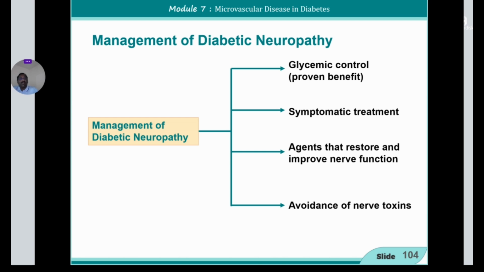So the management of diabetic neuropathies: first and foremost is your glycemic control. It's a proven benefit. Then the symptomatic treatment. Then the agents that restore and improve the nerve function, and avoidance of the neurotoxins. So all the four can be done by you as diabetologists. Control the blood sugars effectively, give the symptomatic treatment, agents that restore and improve nerve function, and avoid neurotoxins. The most important neurotoxin for chronic diabetics is alcohol. So avoidance of alcohol in chronic diabetics. These are very, very important.